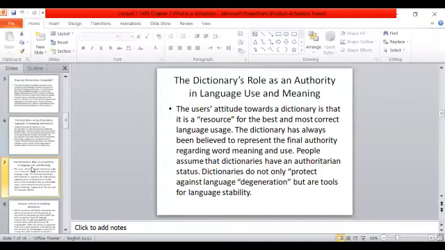The dictionary's role as an authority in language use and meaning. The user's attitude towards a dictionary is that it is a resource, a masdar, for the best and most correct language use. The dictionary has always been believed to represent the final authority regarding words, meaning, and use. People assume that dictionaries have an authoritarian status. Dictionaries do not only protect against language degeneration, but are tools for language stability.